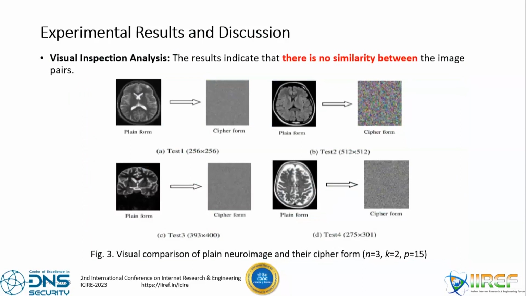So the experimental result and discussion. We perform the visual inspection of both the real neuroimage, plain form, and the cipher form. There we see that there's no similarity between the pair.